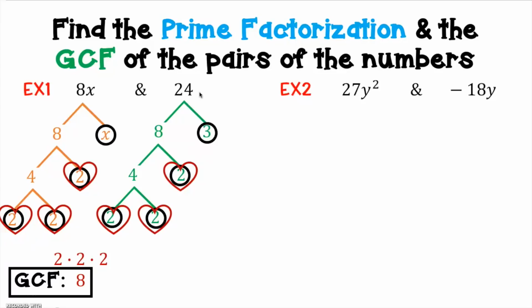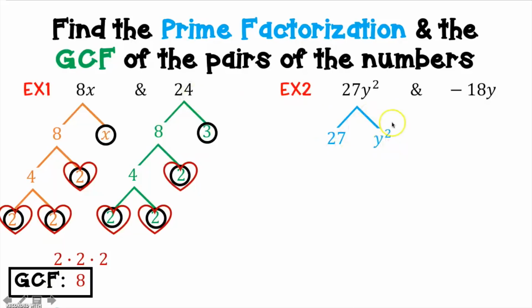Like I said, this is to help you kind of break it down and see what's happening. So let's go ahead and do it with example 2, where we've even got an exponent on our variables. I'm going to go ahead and do 27y squared first, which is 27 times y squared.